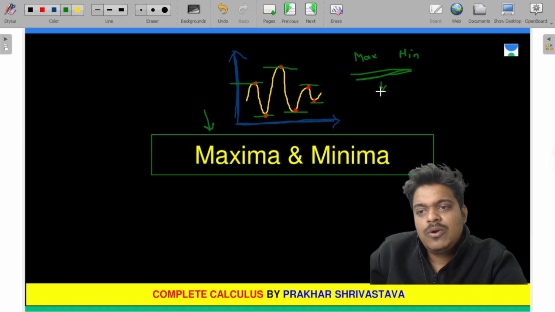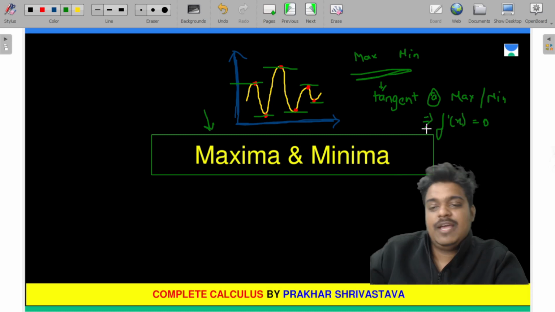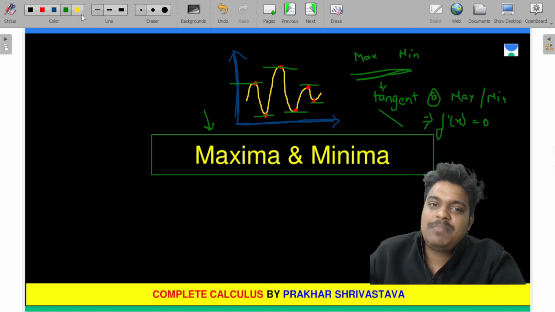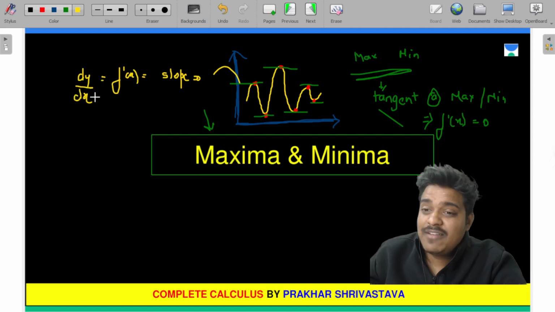Means if you try to draw a tangent at a maxima or a minima, your f'(x) would be equal to 0, because if it is parallel to the x-axis, its slope will be equal to 0. Slope is nothing but f'(x), or you can say dy/dx. Is it clear?